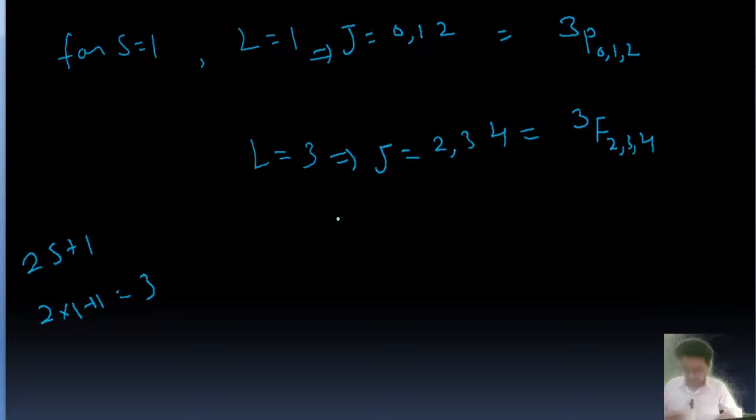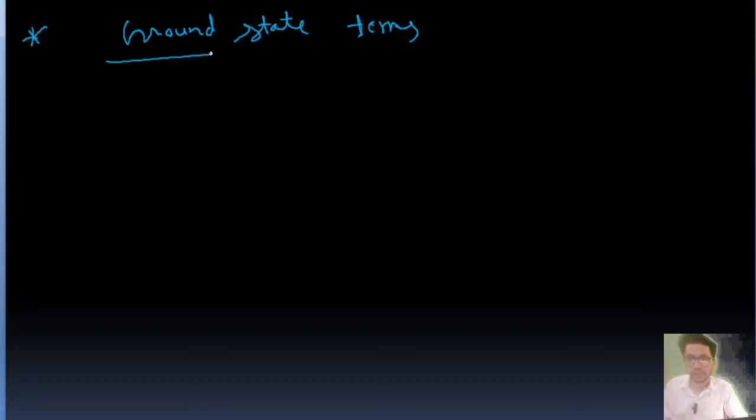Next is ground state term. How to find ground state term? For example, if we have p3, for this we have to find the ground state term.